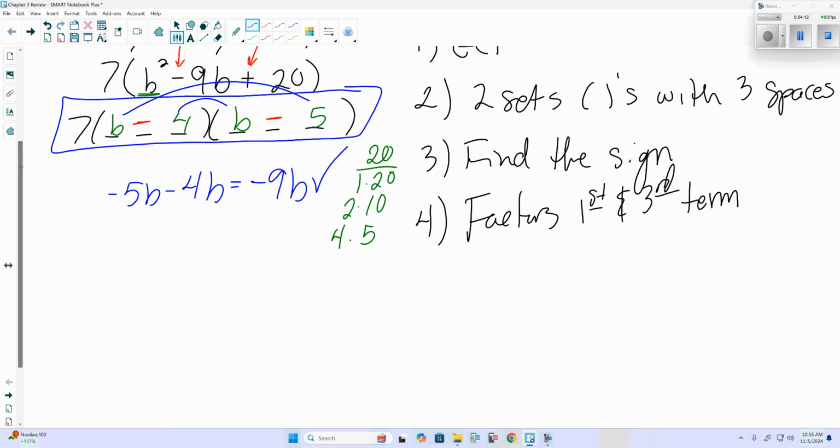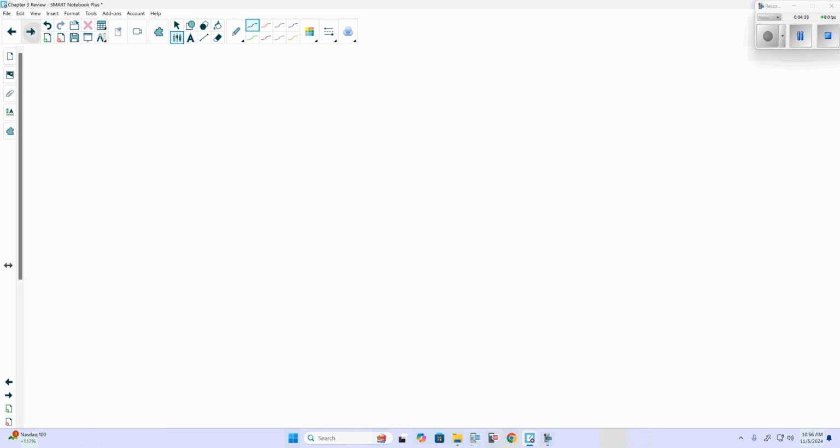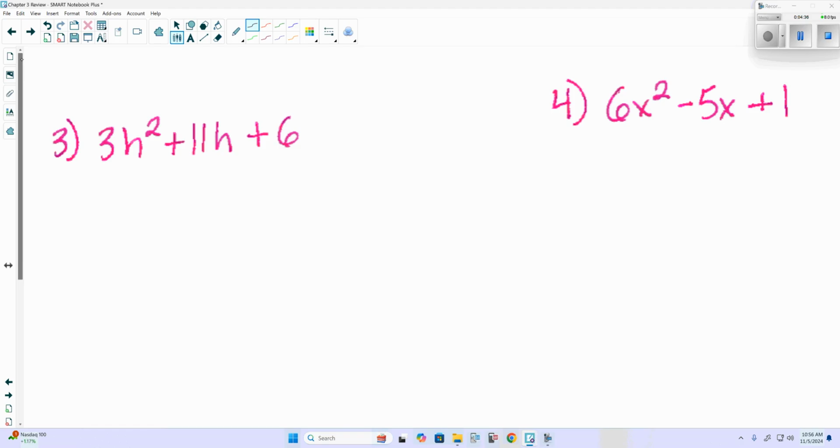Got it? All right. Let's look at number 4. So the first step is to determine if there's a greatest common factor between these 3 terms: 6x squared, negative 5x, and 1. Well, there's not a common factor across all 3. So that means we move on to step number 2, our 2 sets of parentheses with 3 spaces.